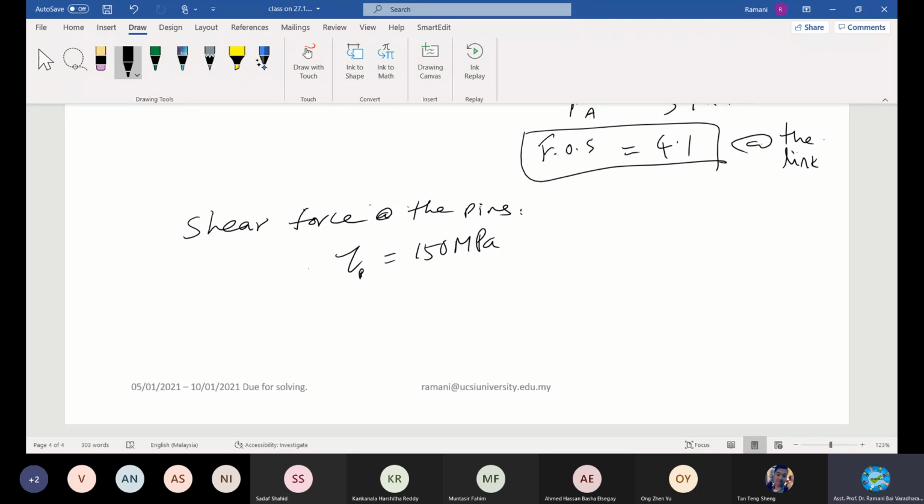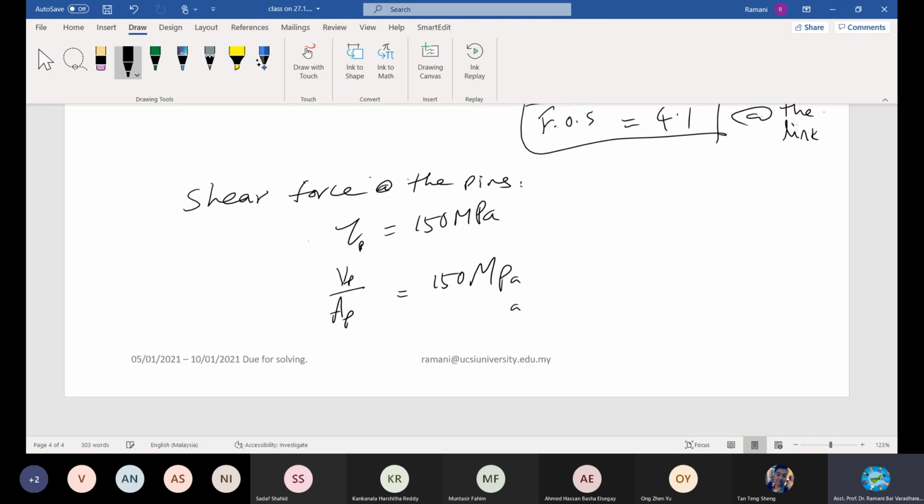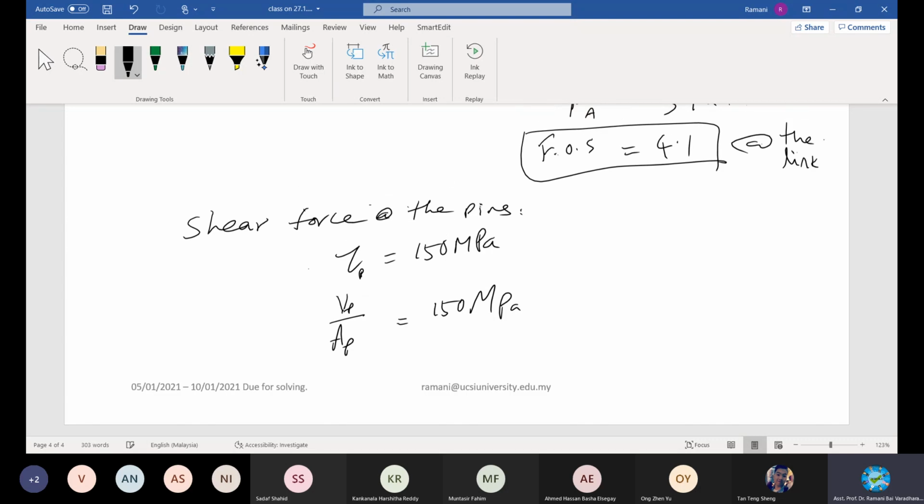These days, make attempts, then you get familiarized. If you never put attempts, you cannot get familiarized. Now we are going to find out the shear force based on the material. Last time we found it based on the load, that is 39, already found. Now based on the material, the stress is given. Shear force V at the pins divided by area at the pins equals 150 megapascals. I don't know how much is the area. Let's find out the area.